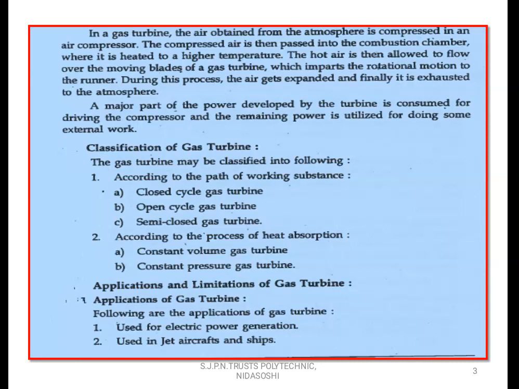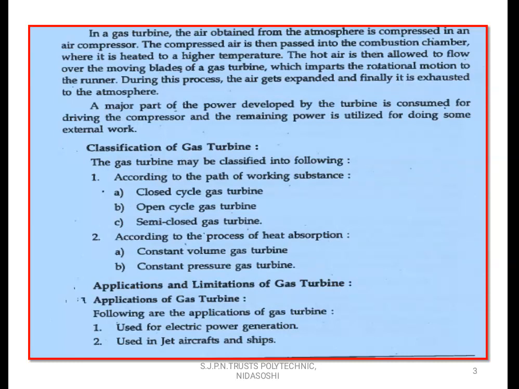Next, if you see the applications of the gas turbine, it is used for electrical power generation. Nowadays we see a growing need for power, so one more alternative source is the gas turbine. It is being used for power generation. The second application is in jet aircraft. Jet aircraft work on the principle of the gas turbine, and also ships.